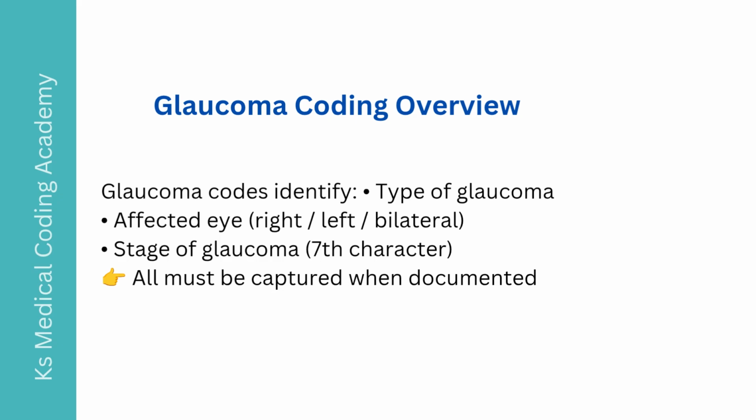Glaucoma coding overview. Glaucoma codes must capture three elements: type of glaucoma, which eye is affected, and stage of glaucoma, reported with a seventh character. If all three are documented, all three must be coded.